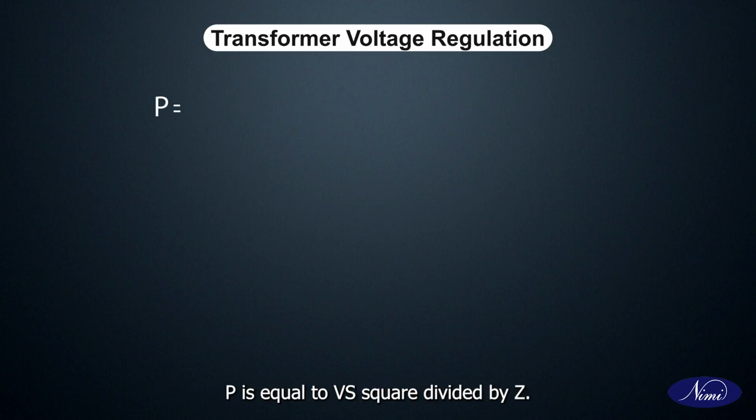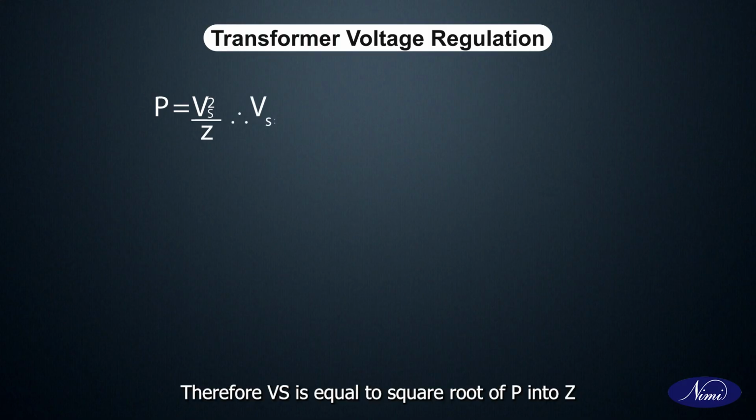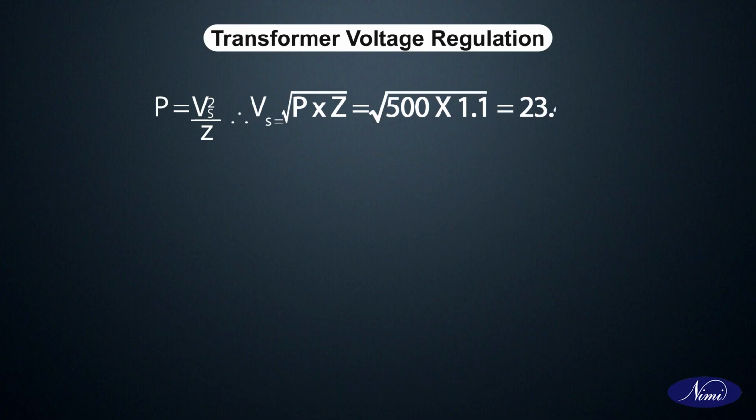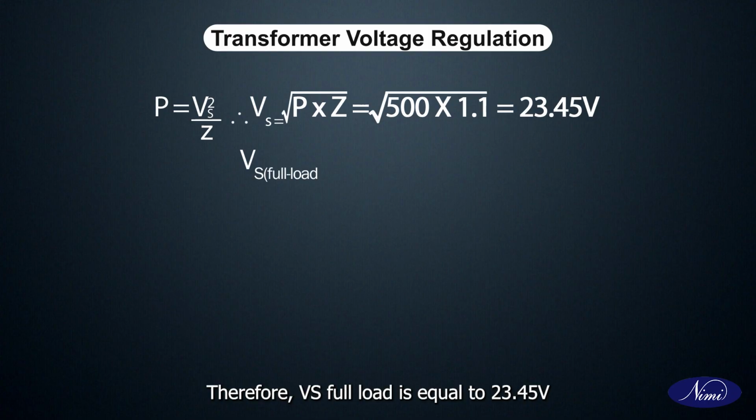P is equal to Vs square divided by Z. Therefore, Vs is equal to square root of P into Z, which is equal to square root of 500 into 1.1, which is equal to 23.45 volt. Therefore, Vs full load is equal to 23.45 volt.